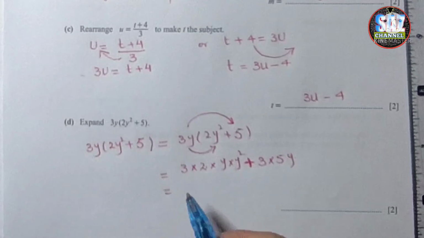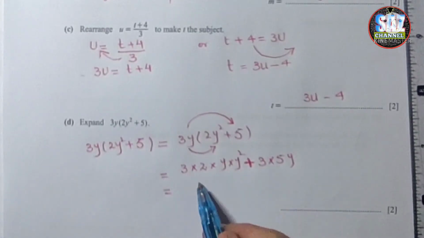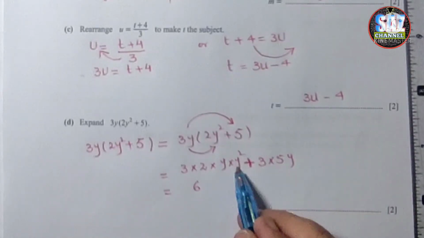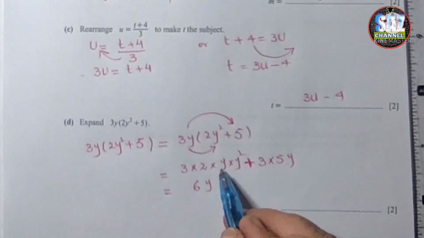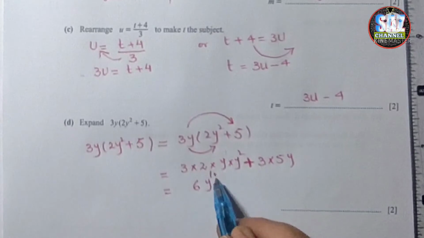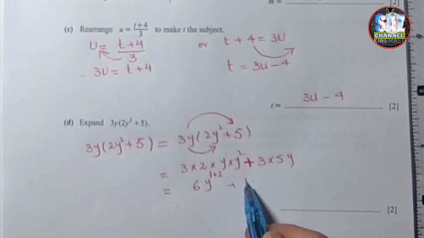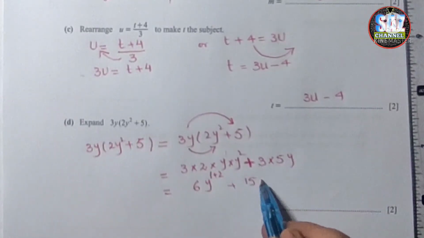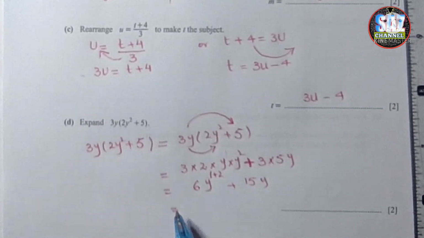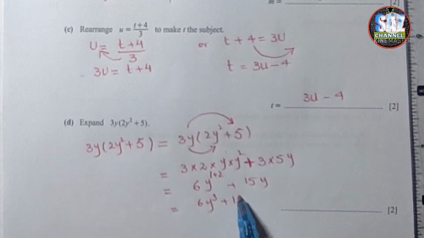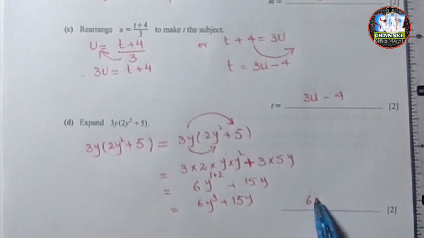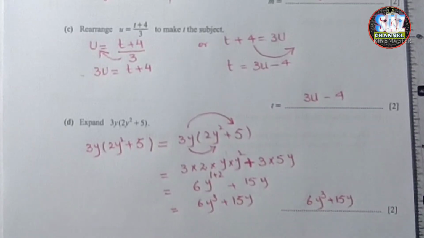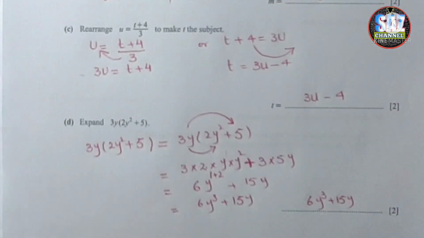Now look, tables have to be strong. 3 times 2 or 2 times 3 is 6, and according to the laws of indices, it will become y to the power 1 plus 2, plus 3 times 5 is 15y, and it will become 6y cube plus 15y. 6y cube plus 15y. Very easy and very interesting questions. Okay, and now it's time to turn the page.